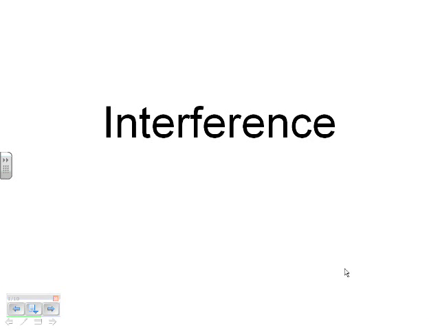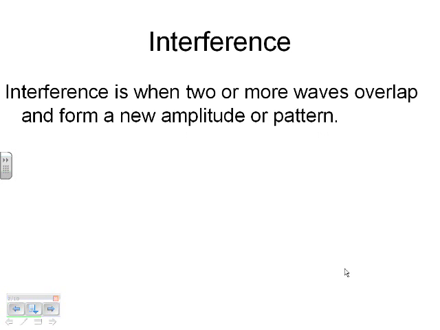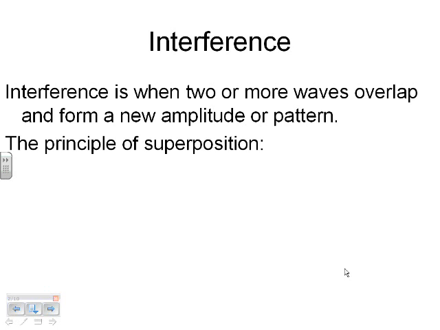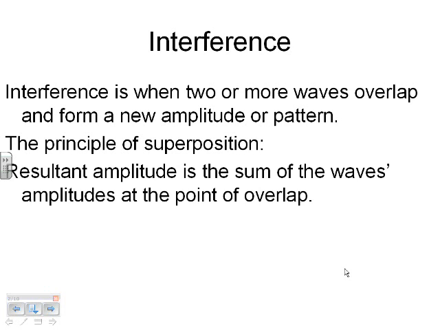All right, let's have a look at interference. Interference is when two or more waves overlap and form a new amplitude or pattern. We'll talk first about the principle of superposition, which basically says that the resultant amplitude is the sum of the waves' amplitudes at the points at which they're overlapping. So where the waves are overlapping, the superposition says that the resultant amplitude will be the sum of their amplitudes.